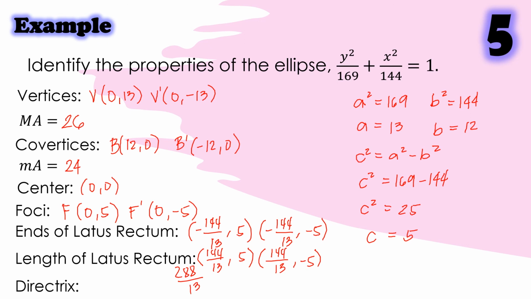The directrix will be the line y is equal to a squared over c, that is 169 over 5, and y is equal to negative 169 over 5.